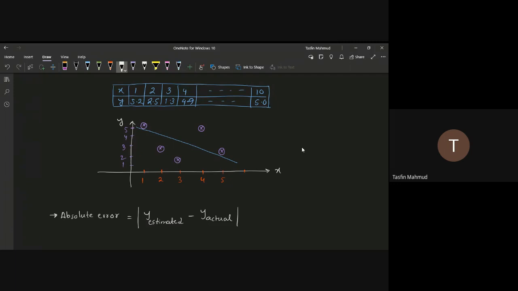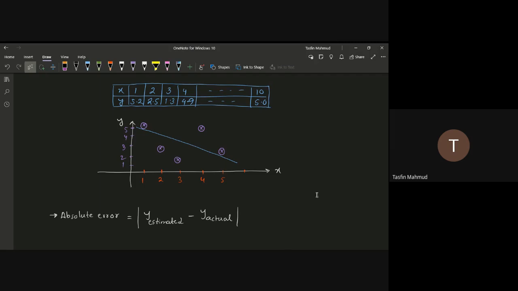The difference between the estimated value and the actual value, and we will consider its modulus. So we are actually considering the value only, so we are taking the absolute sign or the modulus of this thing. So this is one way to define error, the absolute error. And there are several ways to define error actually, and one of the most common techniques to define error is the mean squared error.